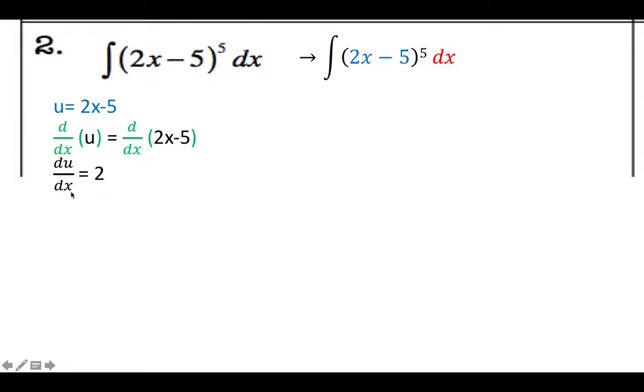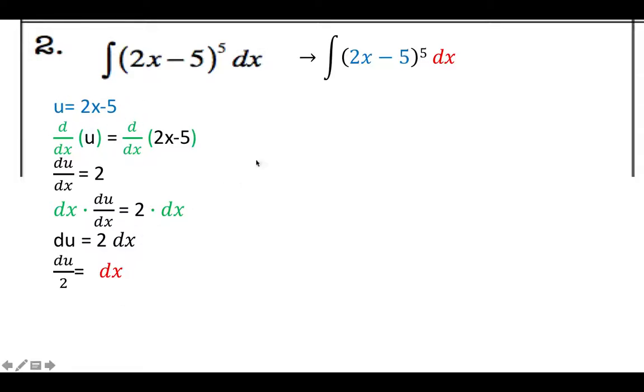Because dx is in the bottom, we have to multiply both sides by dx in order to solve for dx. This right here will cancel. Then you're left over with du is equal to 2 dx. Again, dx is not by itself fully, so what we're going to do is divide both sides by 2. Now my dx is solved for. Great. So now I have my u, I have my dx.